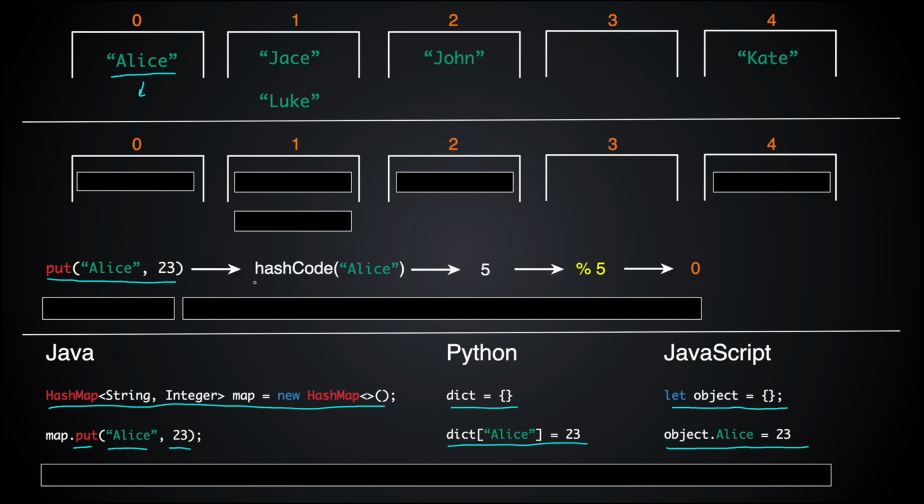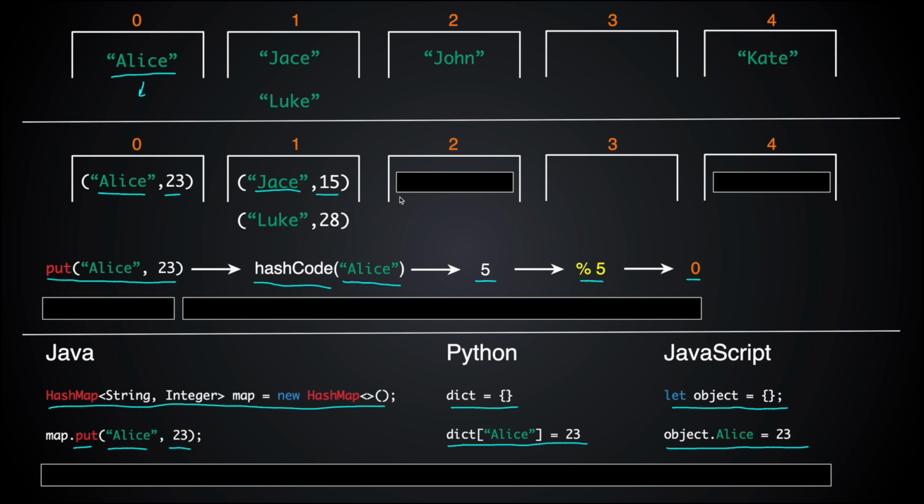We call the same hashcode function from the key, meaning from the string Alice. We get the same number 5, and we take the remainder of this number divided by the number of buckets, meaning by 5. And we get the bucket number 0. And inside the bucket number 0, we not only put Alice, but instead we put a pair of elements, Alice and 23. And just like that, we can add some more elements into our hash map. For example, Jace with age 15, Luke with age 28, John 55, and Kate 30.